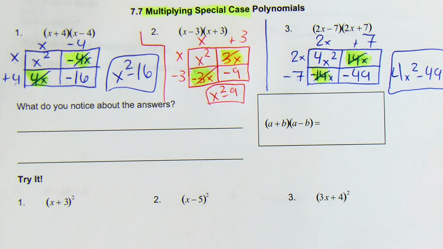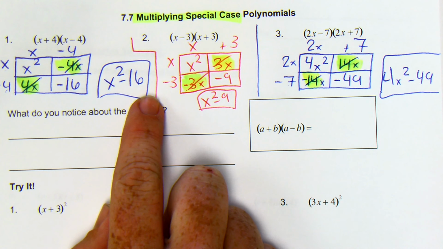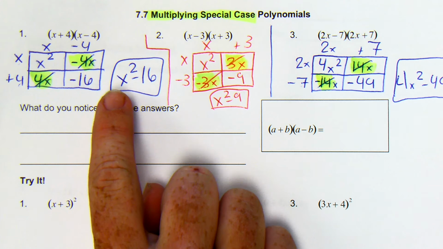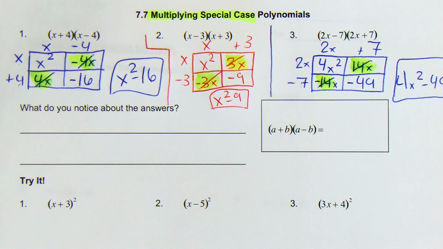So as you can see, none of these have a middle term, right? There is no x term. There is no like minus 8x. None of these have a middle term. We just have our first term and our second term. Normally we'd have a trinomial out of these, but none of these have a middle term. So what do you notice about the answers?